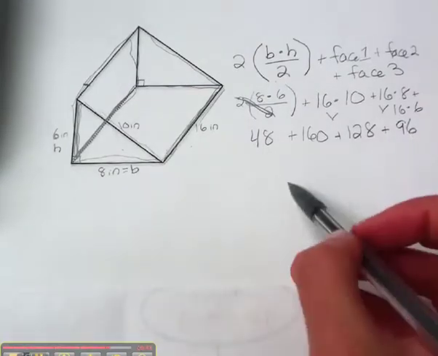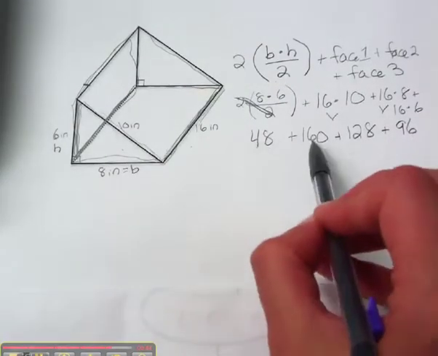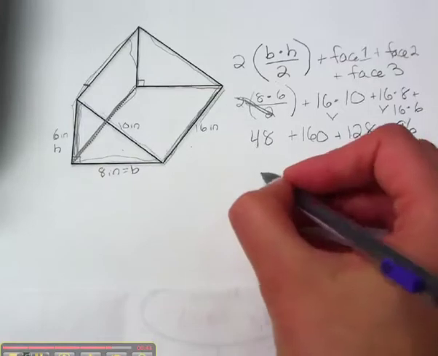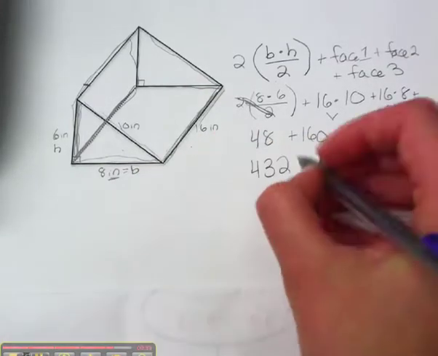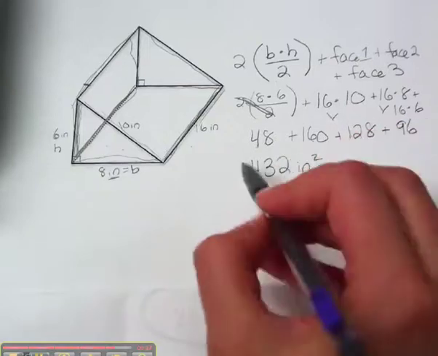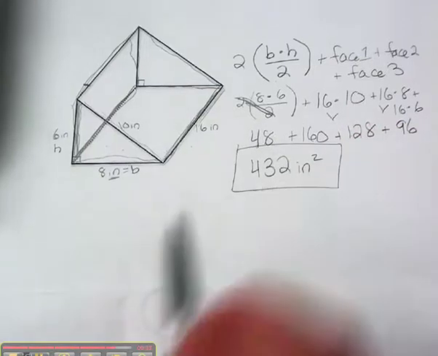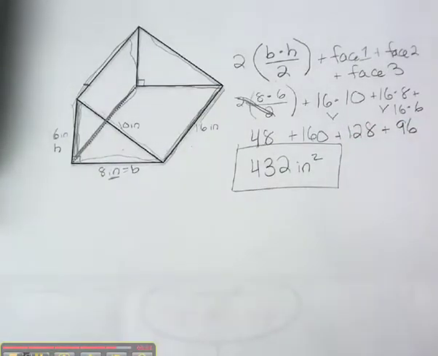So now I have the area of the 2 triangles and the area of all 3 faces. And when I add that together on my calculator, I come out to 432. My units are inches, and it's area, so it's inches squared. So my total surface area is 432 inches squared. That is how you find surface area of both rectangular and triangular prisms.